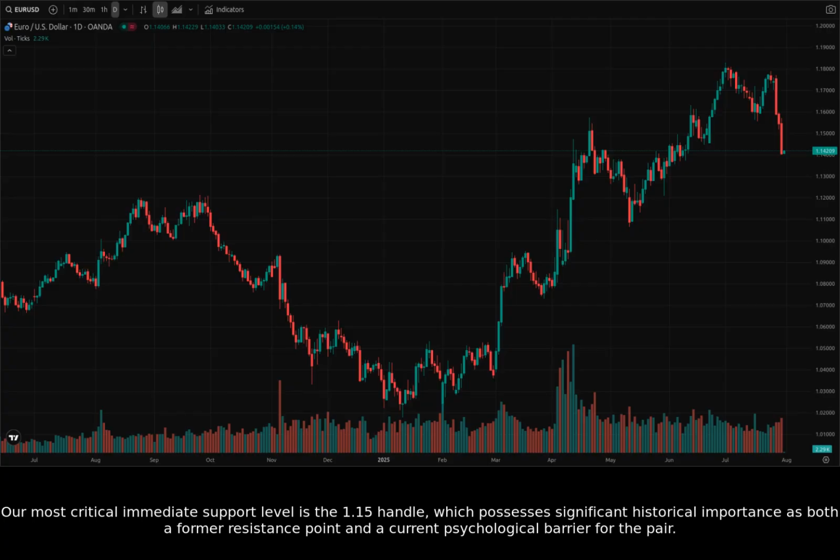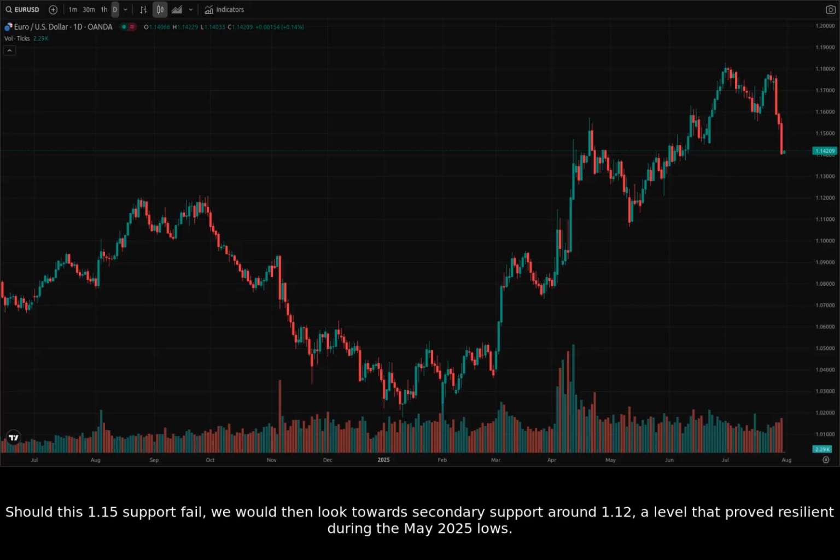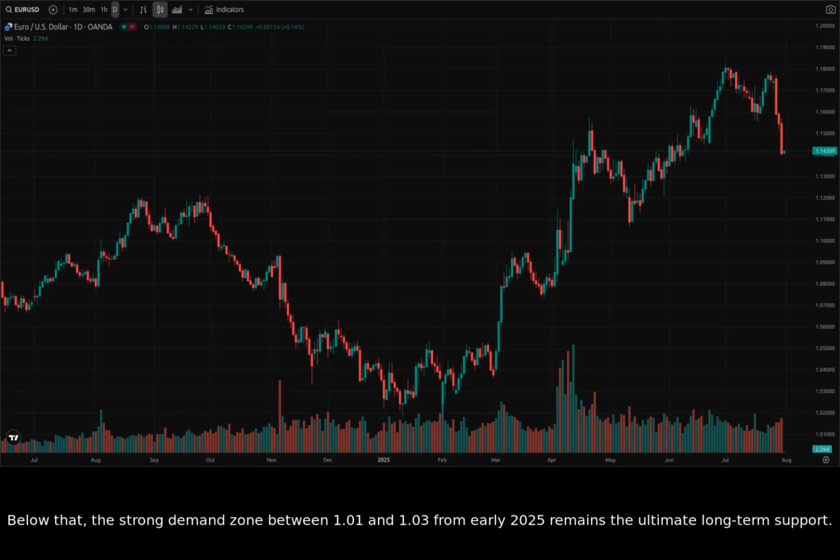Our most critical immediate support level is the 1.15 handle, which possesses significant historical importance as both a former resistance point and a current psychological barrier for the pair. Should this 1.15 support fail, we would then look towards secondary support around 1.12, a level that proved resilient during the May 2025 lows. Below that, the strong demand zone between 1.01 and 1.03 from early 2025 remains the ultimate long-term support.